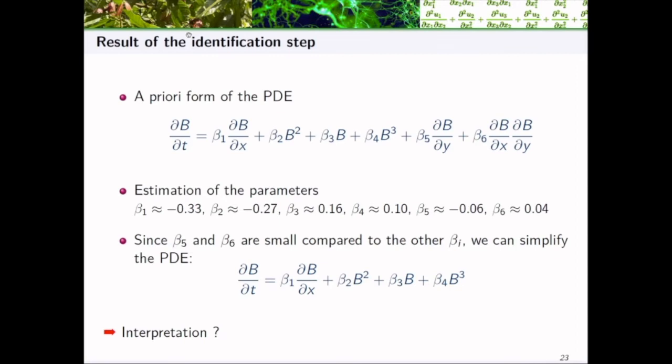Next, for the identification step, we assume that the form of the PDE is known a priori. Here, in the example we show today, the PDE is supposed to have the form written on the first equation. Then, by training the perceptron, we find some values for the parameters beta, and we dropped off some negligible terms, and we finally get the equation on the bottom of the slide.